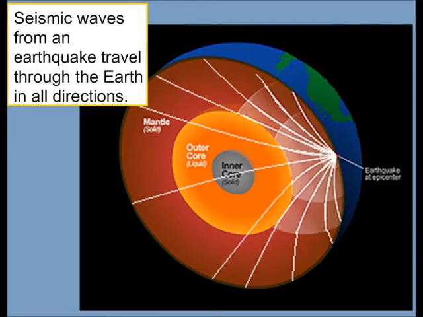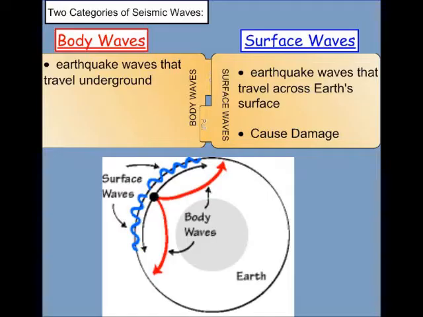When an earthquake occurs, seismic waves from an earthquake travel through the Earth in all directions, including on the surface as well as inside the Earth. There are two categories of seismic waves. There's body waves, and those are the waves that travel underground, and you can see that with the red arrows here in the diagram. And surface waves are waves that travel across Earth's surface, and you can see that in the blue line in the diagram. And the surface waves are the ones that cause all of the damage.